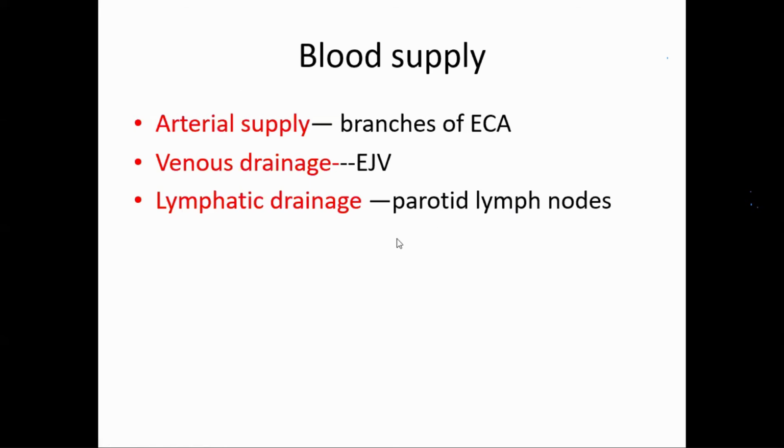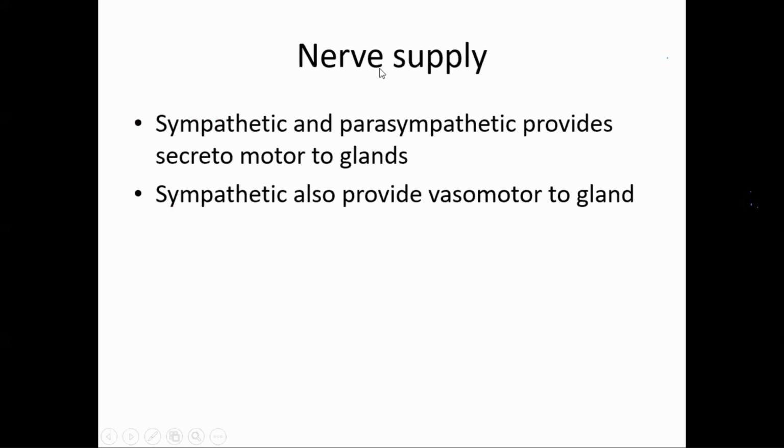Now the nerve supply of the parotid gland. The parotid gland is supplied by the sympathetic nerves and the parasympathetic nerves.